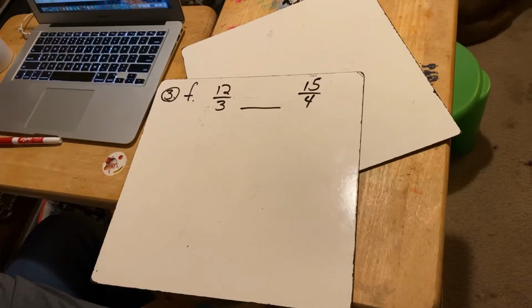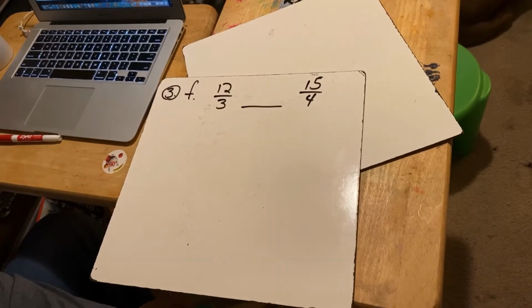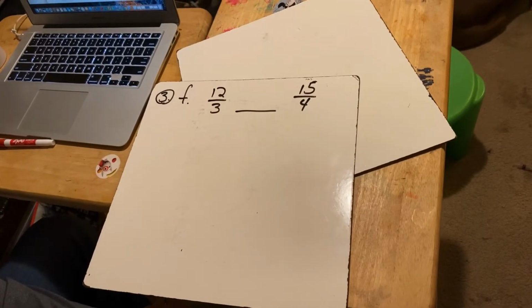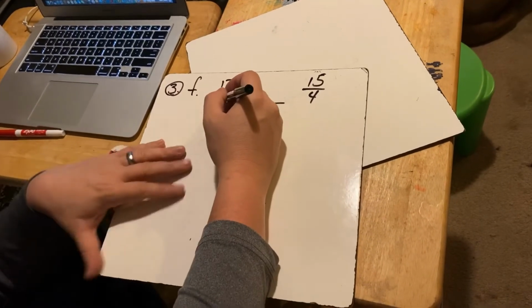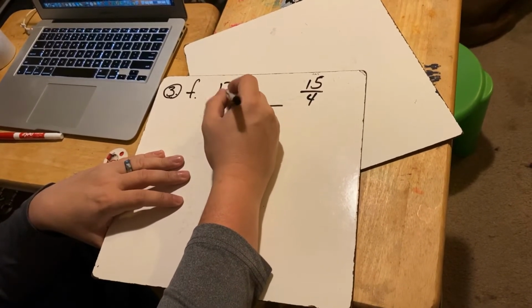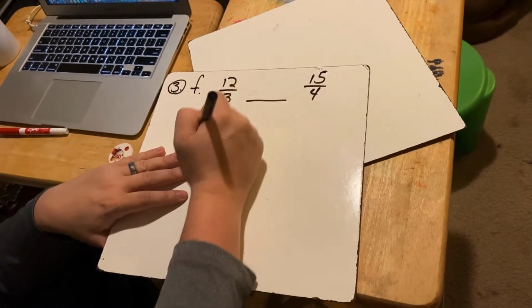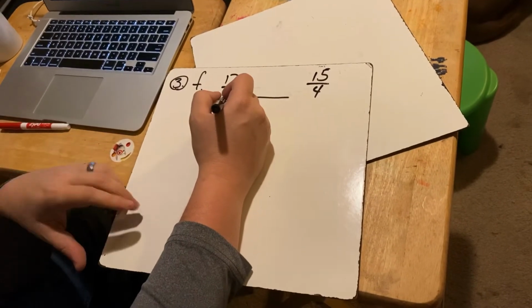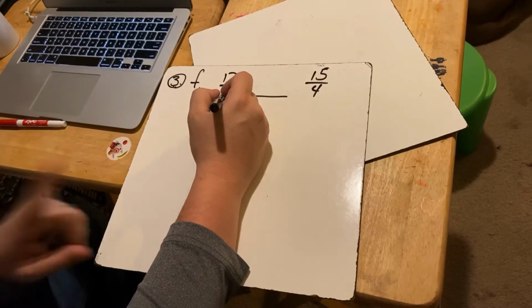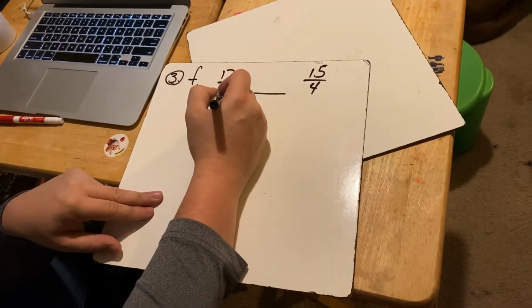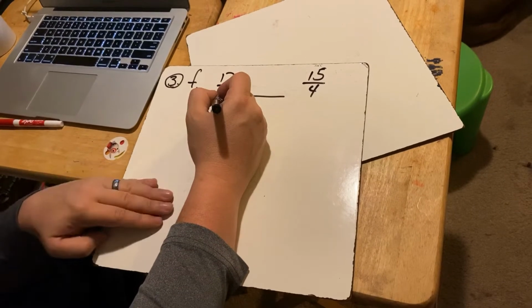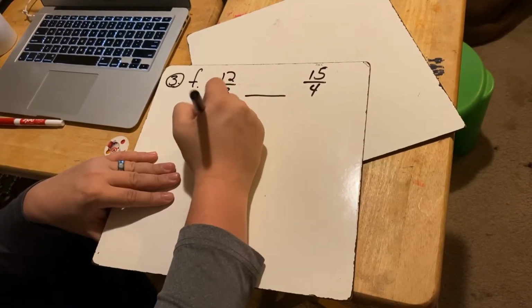I can convert these into mixed numbers, which might be the easiest way to do this, because I know that 12 divided by 3 is going to be 4. Because I know if my whole numbers are 3/3 is 1 whole, 6/3 is 2 wholes, 9/3 is 3 wholes, and 12/3 is 4 wholes. So that's going to be 4.